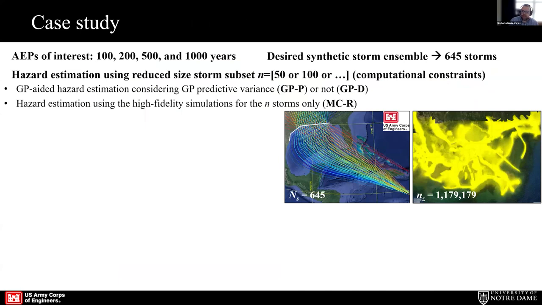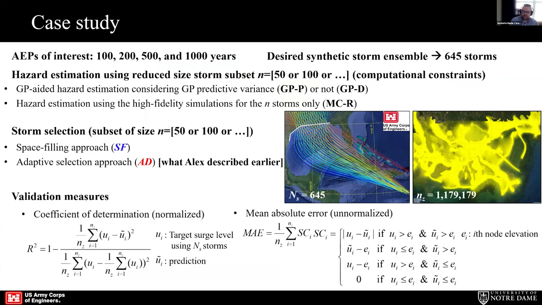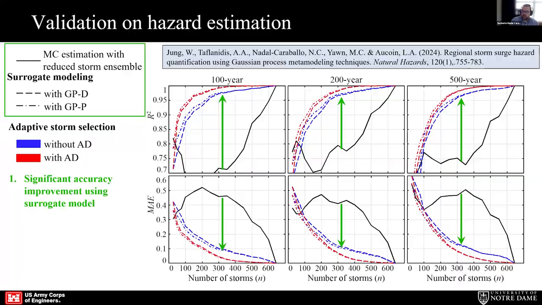And in this case study, for example, it's for the state of Louisiana. We started with 645 storms. We compared the results considering both a Gaussian process emulation and also more of a brute force Monte Carlo approach. We also compared 2 different approaches for selecting the storms that Alex mentioned before, a space filling approach, as well as adaptive selection. We also have the validation metrics. And I think this is my second to last slide. So here we show the validation results.